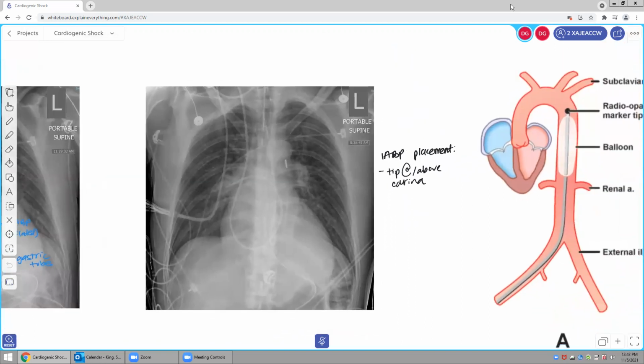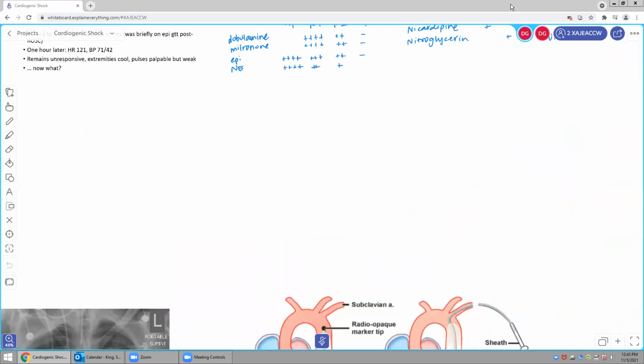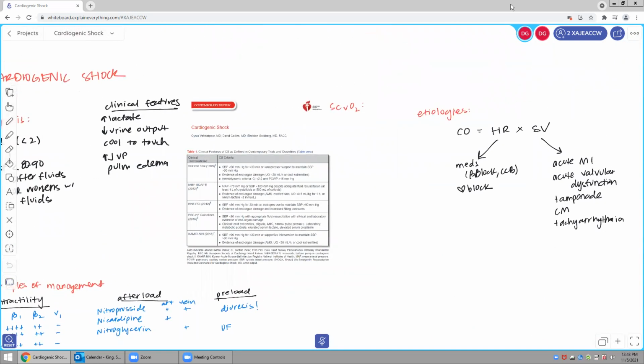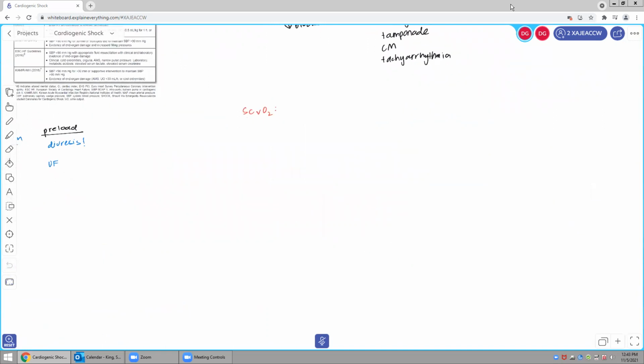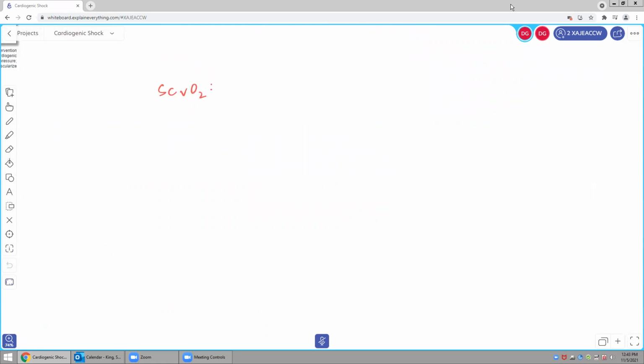One other thing I meant to talk about earlier and forgot is SCVO2, or central venous oxygen saturation. Can you tell me what this is or why it is useful in evaluating a patient with cardiogenic shock? Great.